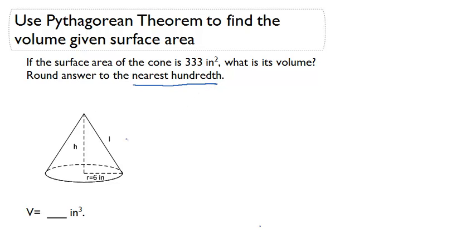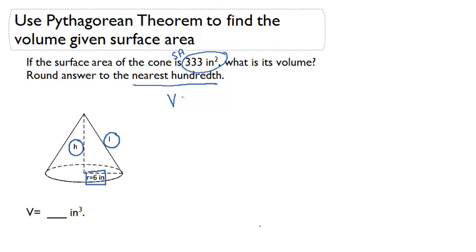We want to find the volume, and if I look down at the picture, I'm missing the slant height and missing the regular height, but I have the radius. Well, that's good. At least I have something. I also know that the surface area of the cone is 333 square inches. So I know the surface area, and we want to find the volume.